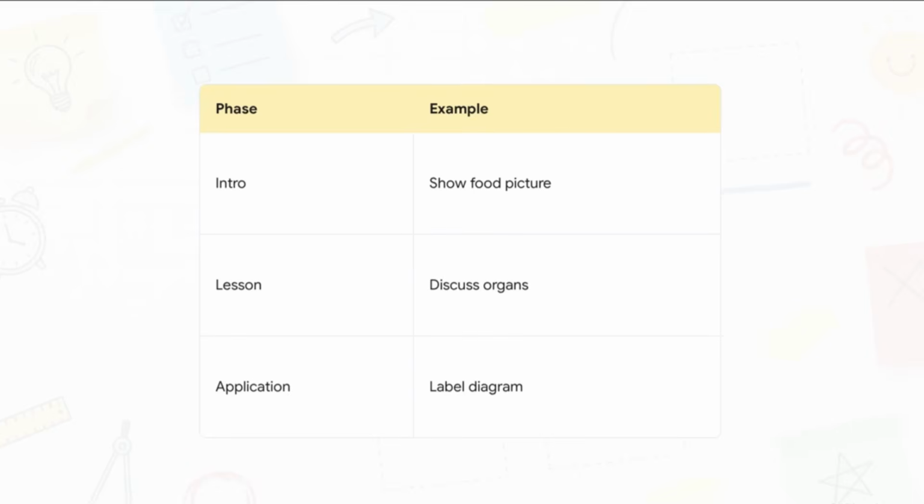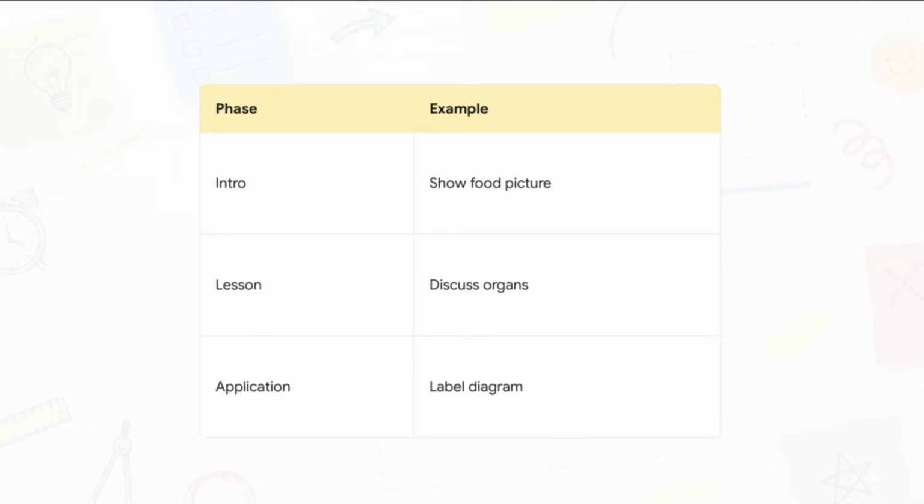First up, the intro. Our decision here is to activate their curiosity immediately. So we write, show food picture. Ask, where does it go after swallowing? Next, we have the lesson proper, where we teach the core concept. We write, discuss organs. Use diagram labeling. Explain step-by-step process. You explain, they interact.